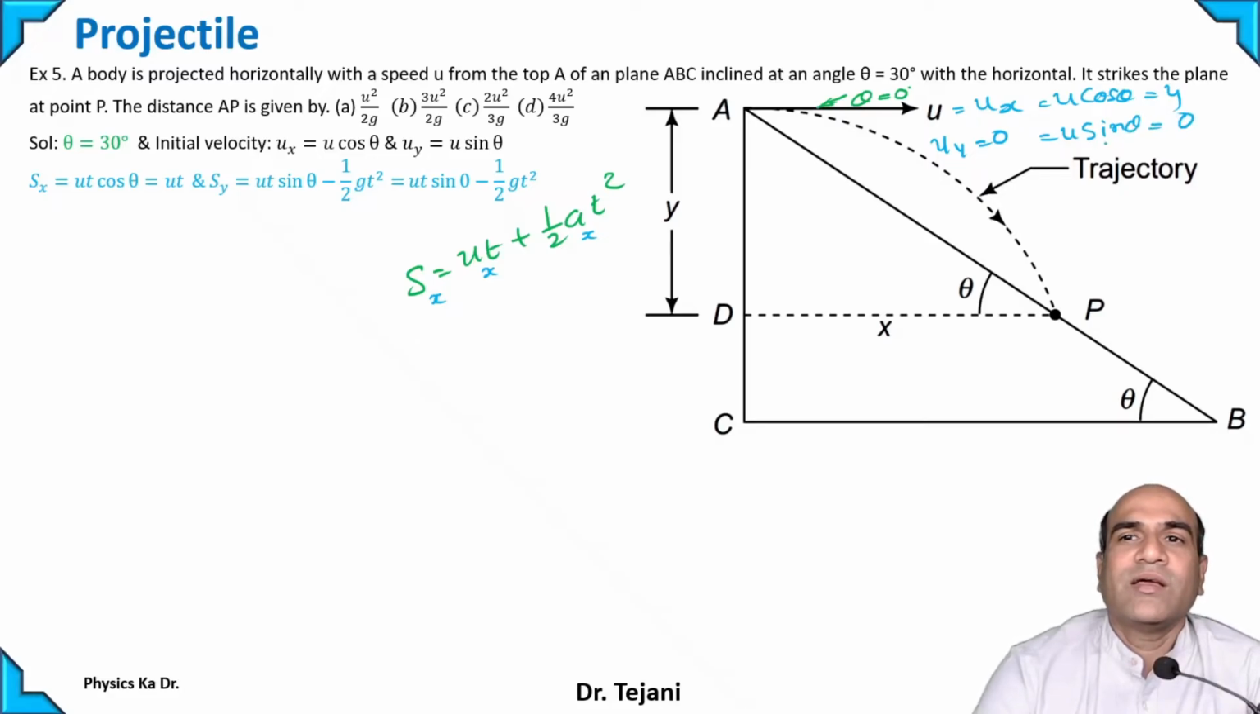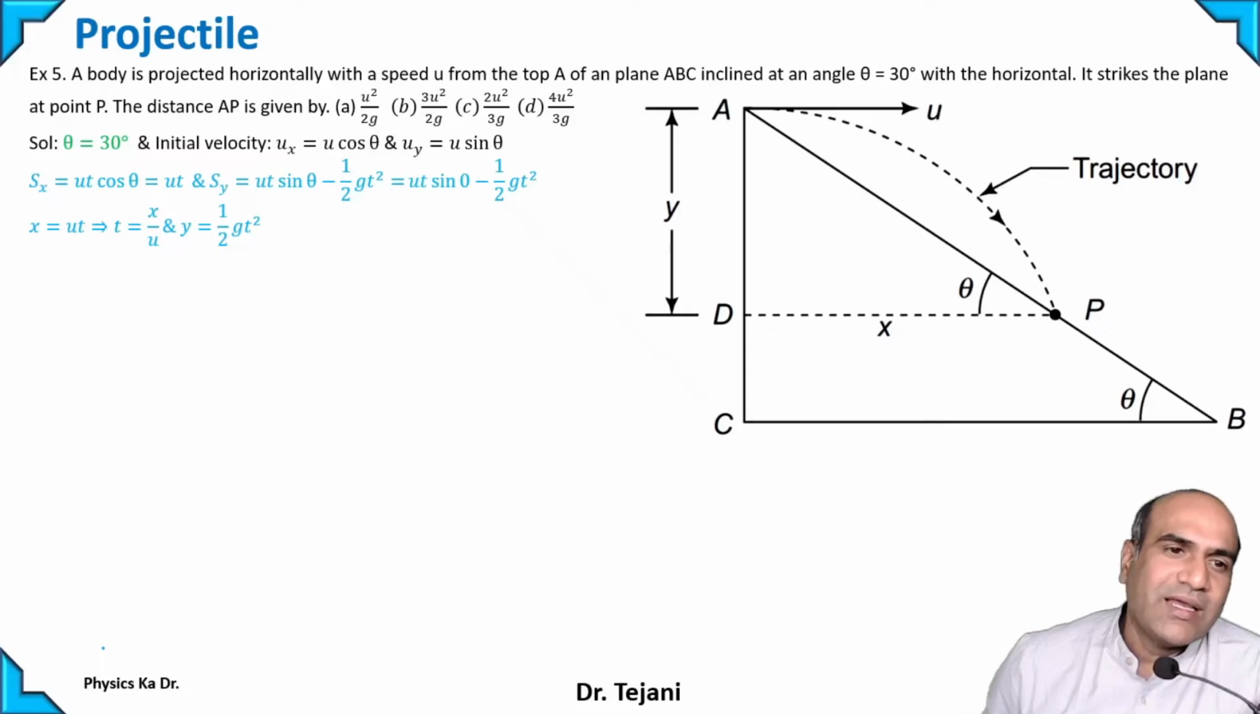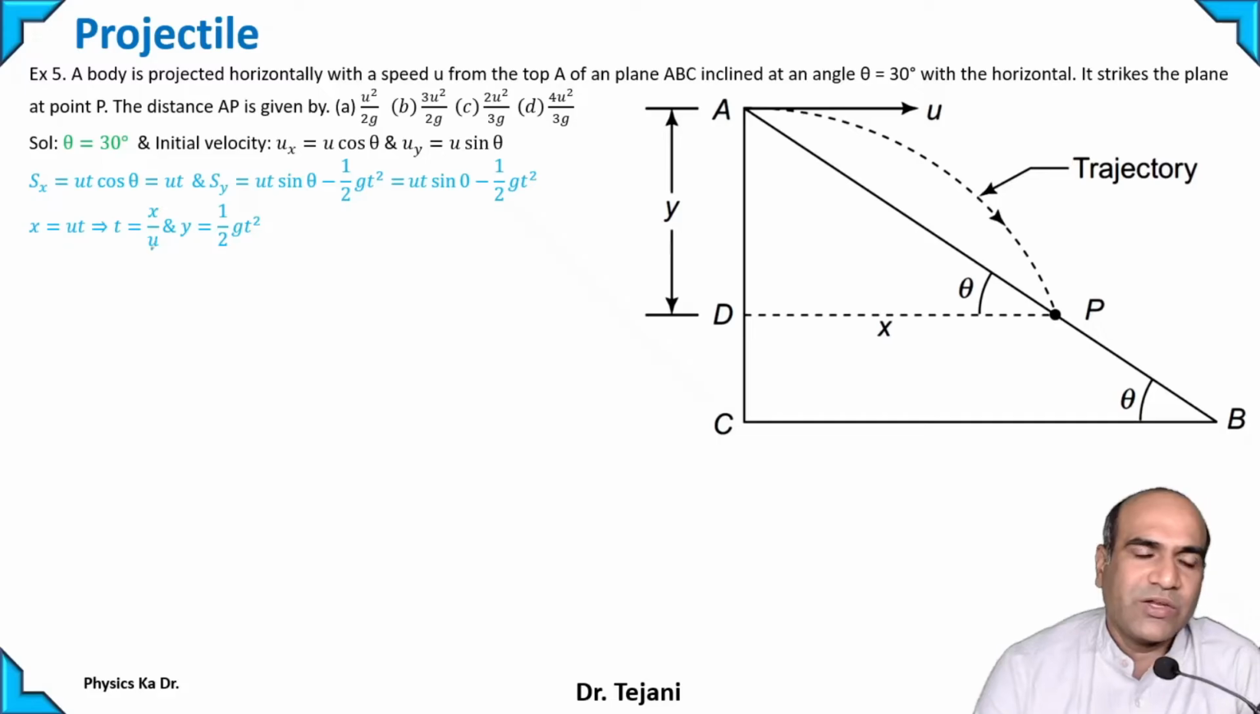We have repeated this many a time, therefore for that horizontal component it becomes u, and cos theta becomes 1. So x is equal to ut, similarly y is equal to ut sin theta, which is 0, and g becomes minus g, so it becomes minus 1 by 2 gt square. So ultimately we can have x is equal to ut, and you can derive from this t. T is equal to x by u, and you can put the value of t in this equation.